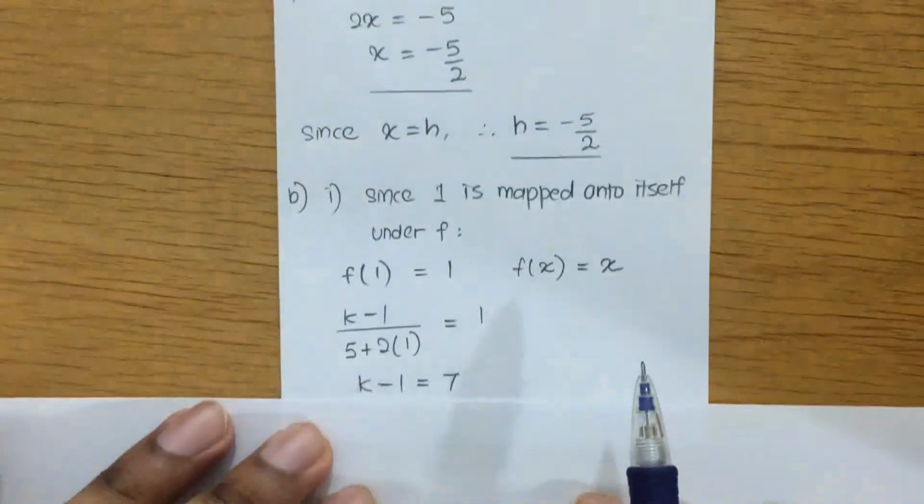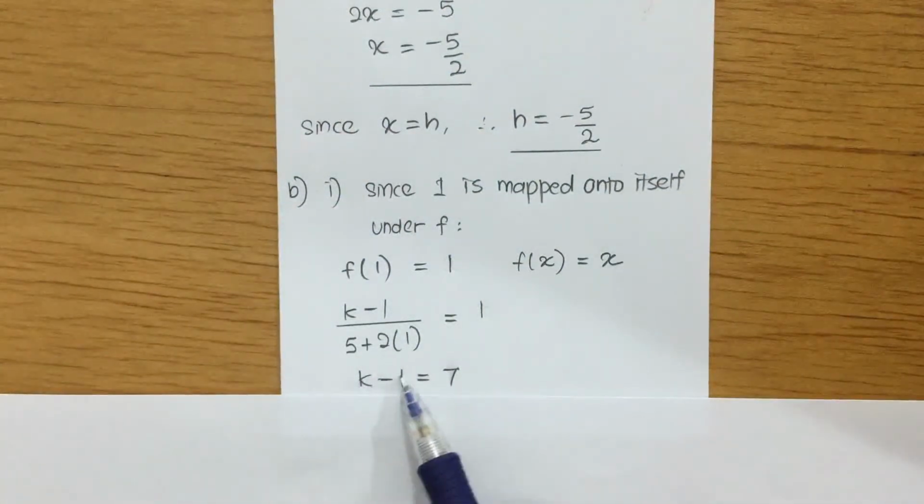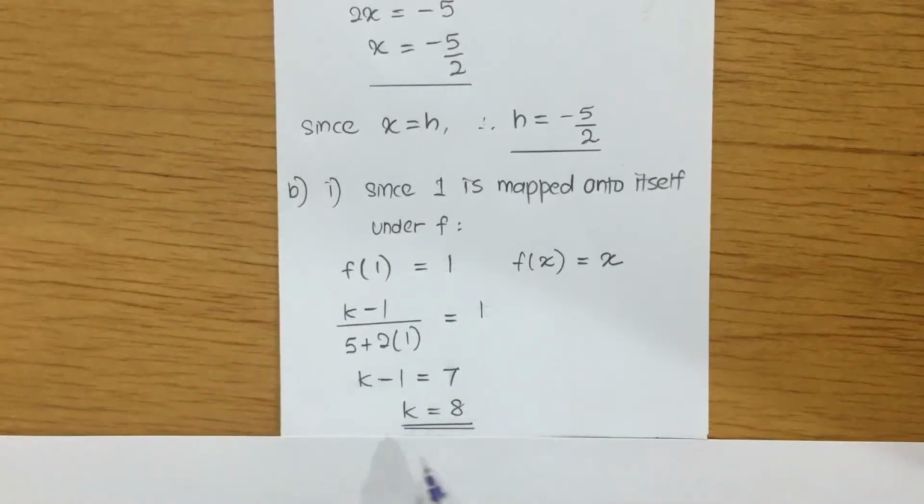To get your k value is very simple. This negative 1, you move it over to the right hand side, so it will become positive 1. So you get your k equals 8. So 7 plus 1 is equal to 8. So this will be your question B part 1 answer guys. So you have already found the value of k.